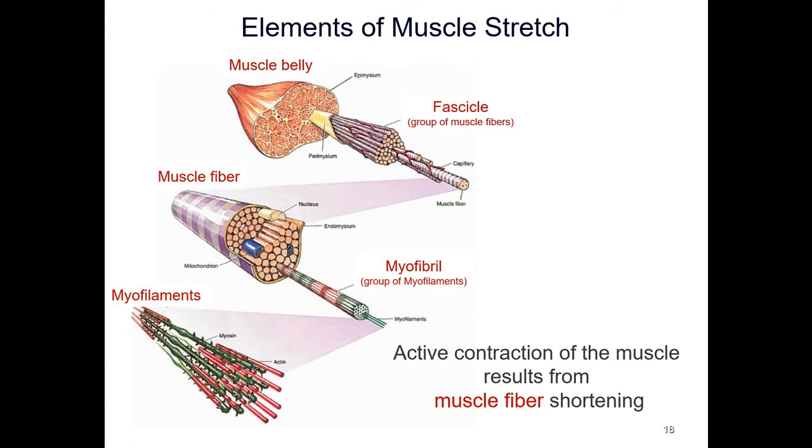Here we see a diagram of the elements of muscle stretch. The basic functional unit of the active contraction of muscle is the muscle fiber. To understand the mechanism of muscle contraction, we need to look at what is going on within muscle fibers at the level of the interactions between myofilaments.